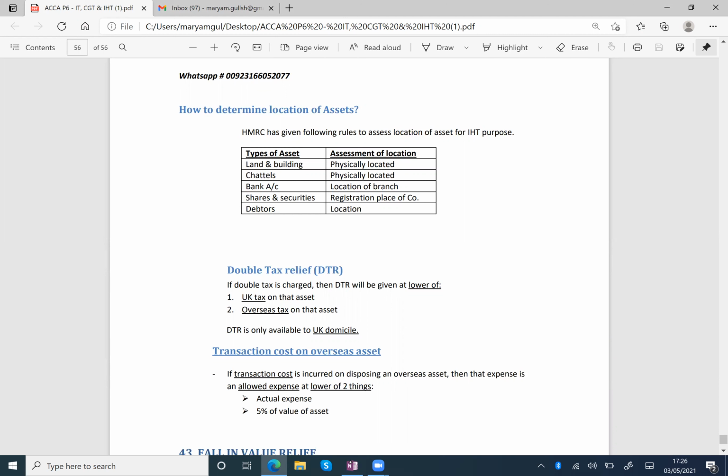Bank account, location of branch: you have to decide from the location of branch and then decide that country's asset. Shares and securities, registration place of company. So you have to check the registration place of company and then decide in which country the shares and securities will be considered. And debtors, see the location and then decide.